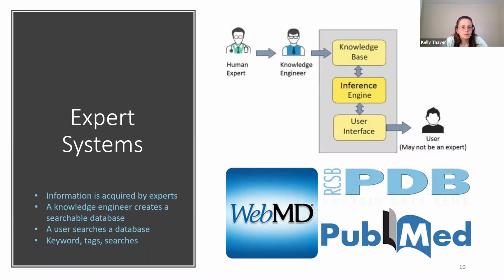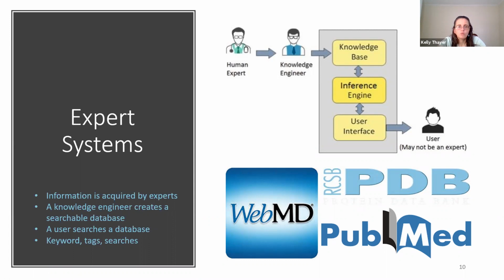Expert systems. Information is acquired by experts. A knowledge engineer creates a searchable database, and a user then can search that database using keywords, tags, and general searches. So we have many examples of this. We have WebMD, we have the RCSB PDB, which is a repository of protein data, and we also have PubMed, which indexes many of the articles that we read.